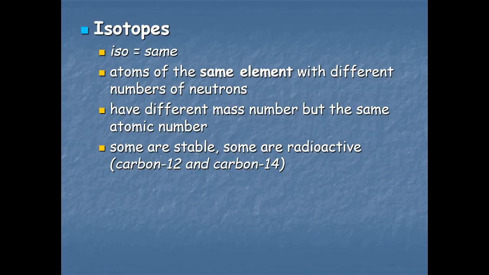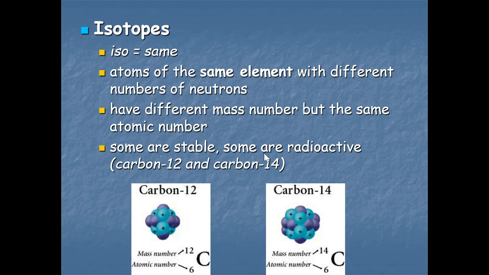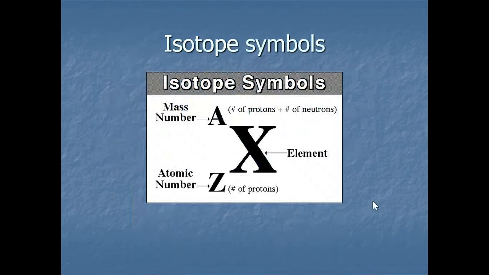Carbon 12 has 6 protons and has 12 total things in the nucleus. So that means it has 6 neutrons. And carbon 14 has 6 protons because it's still carbon, and it has 8 neutrons in the nucleus. So carbon 12, carbon 14 are two different isotopes that are the same atom, but they have a different number of neutrons. The way you would write an isotope symbol would be with the X and then the mass number up top and the atomic number at the bottom.